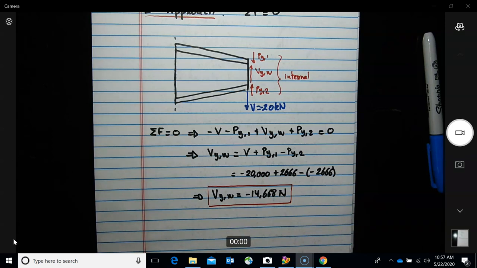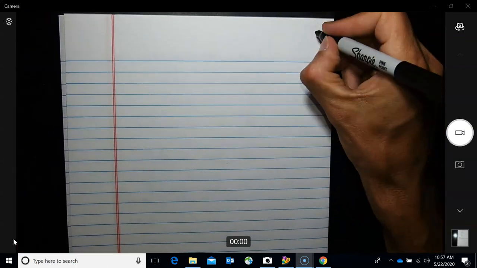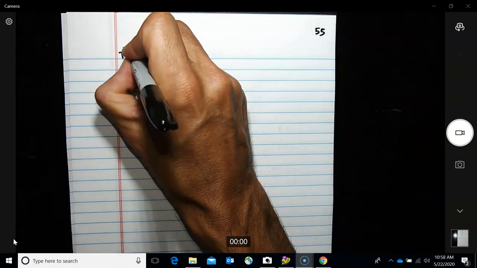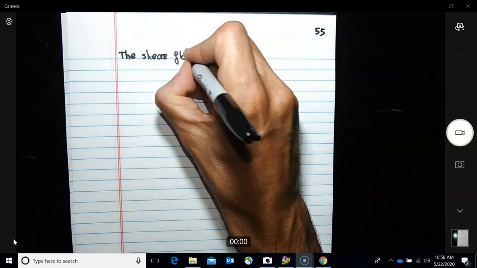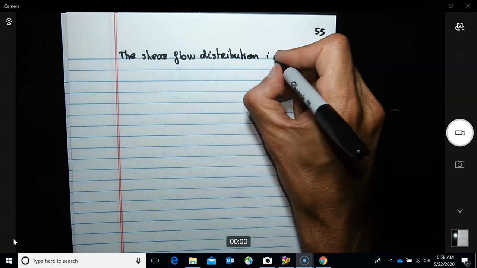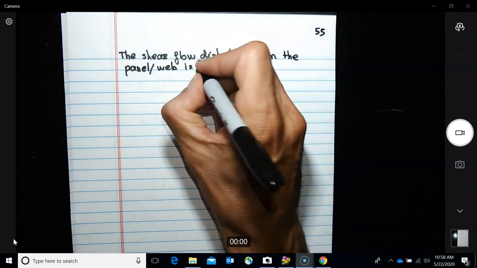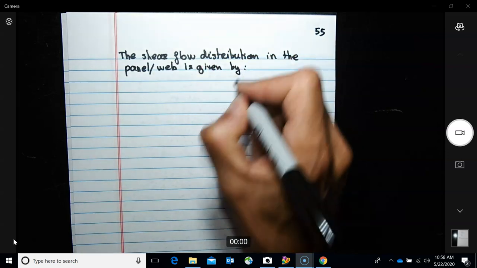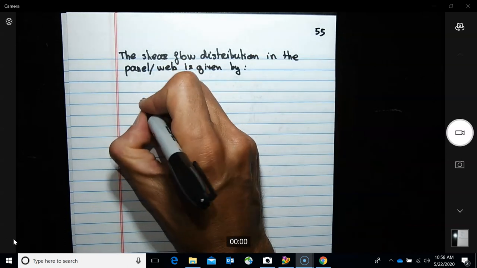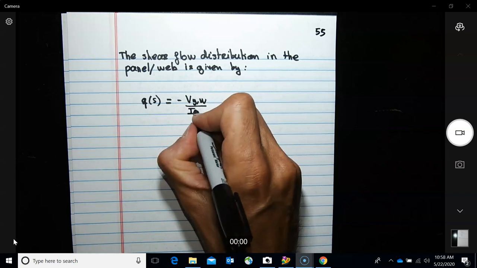Okay, so now that we have the shear force, we can find the shear flow distribution in the web. The shear flow distribution in the panel/web is given by the equation that I gave you before: q of s, function of s, is equal to minus V_y web over I_xx.